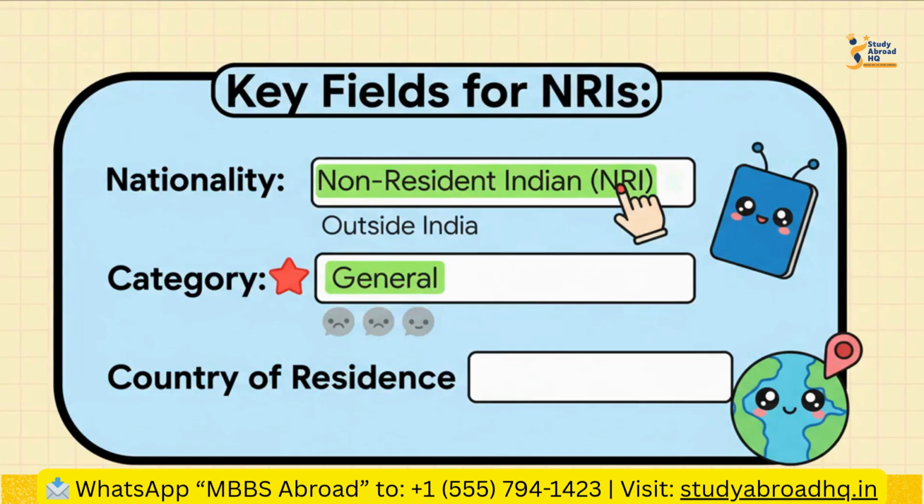Okay, this part's important. Under nationality, make sure you choose non-resident Indian. Now for category, there's only one right answer: general. NRI students aren't eligible for the other reservation categories, so this is a must select. Everything else, like country of residence, should just reflect where you are now.